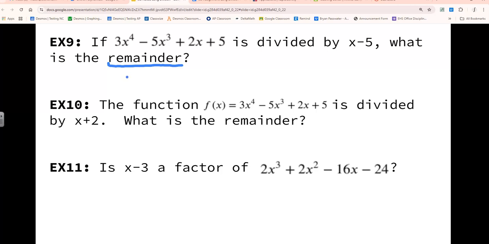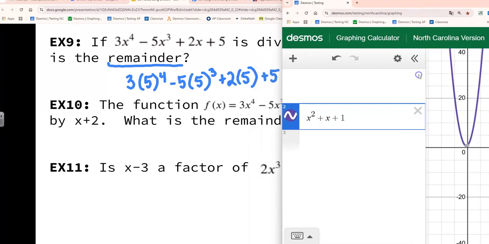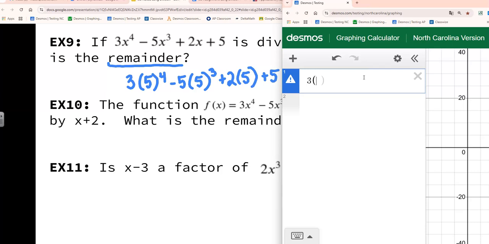Use the opposite sign, and plug it in. So you would be doing 3 times 5 to the fourth minus 5 times 5 to the third plus 2 times 5 plus 5. And we can use Desmos. You don't have to do that in your head here. So we would just go over here and type it in: 3 times 5 to the fourth minus 5 times 5 to the third plus 2 times 5 plus 5. I get 1265. That's my remainder.